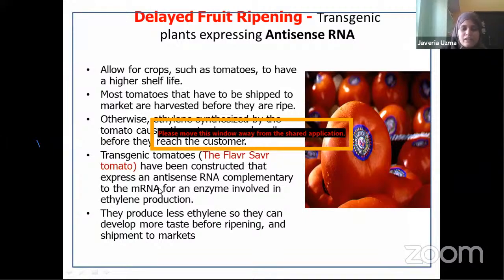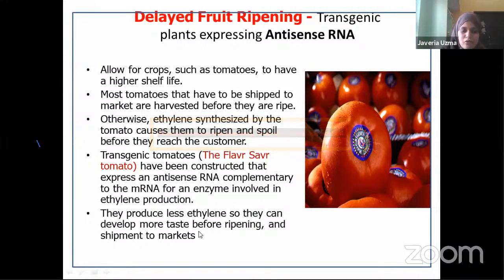When this mRNA does not function, enzyme activity will be stopped. When enzyme activity is stopped, no ethylene production will occur in the plant. So when ethylene production does not occur, fruits will not get ripened. It means they produce very little ethylene, so they can develop more taste before ripening and shipment to markets.